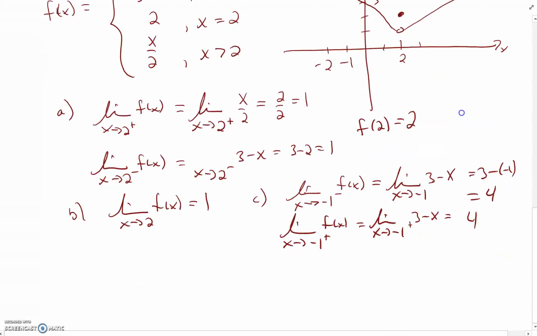So part D, does the limit as x approaches minus 1 exist? Yeah, it equals 4 from both sides, so it equals 4.